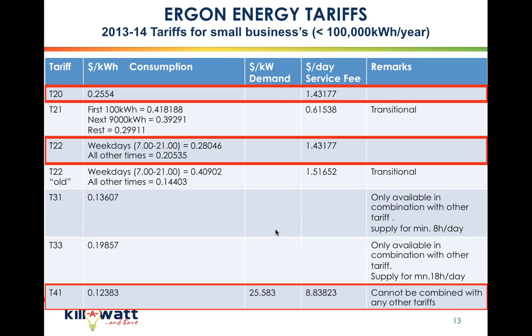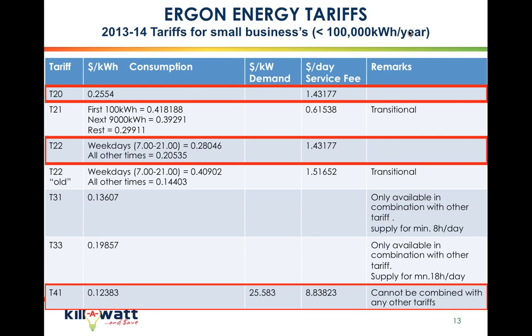Tariff 22 is the next available tariff, and this is a time of use tariff. You'll need a digital meter, and the time of use is from 7 AM in the morning till 9 PM at night at a higher rate, and at other times at a lower rate. Now, this creates a situation where people who use a lot of power outside of hours can get it at a reduced rate, and this works well in certain environments like service stations.